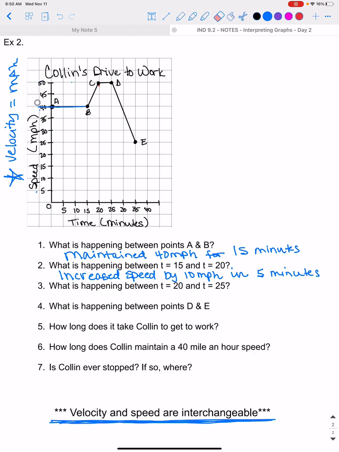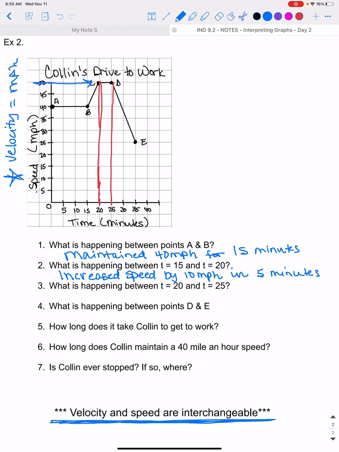So let's erase that. So let's look and see where T20 is. So T20 is right here. So T20 is here. That's our C. And T25, that's our D. So if you want to look at the other axis, that's that 50 mile an hour, right? For C and D. It didn't change.